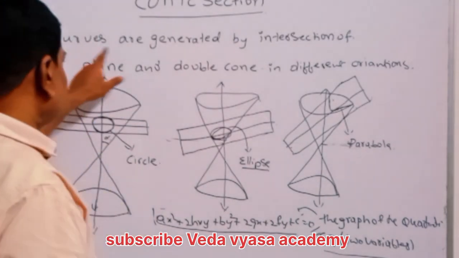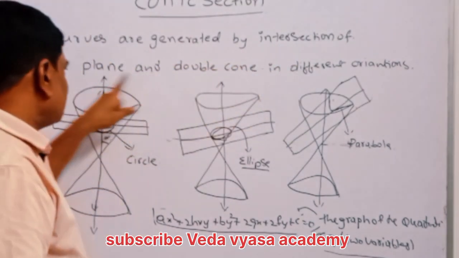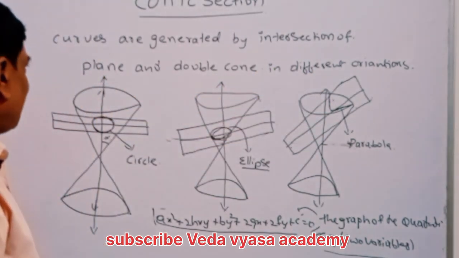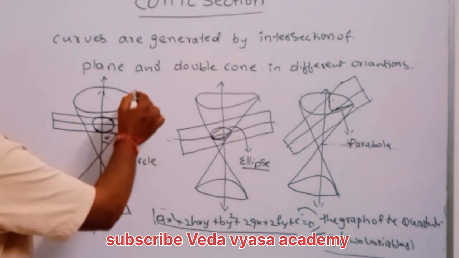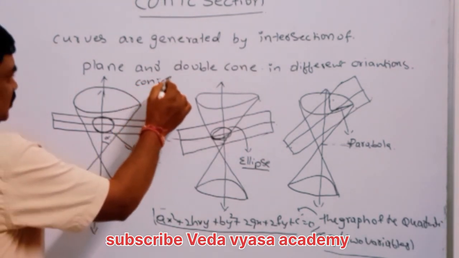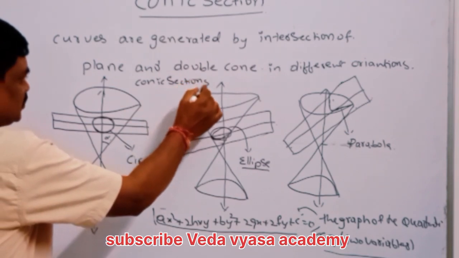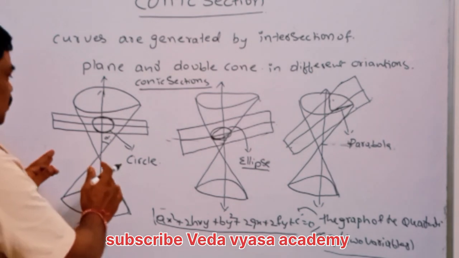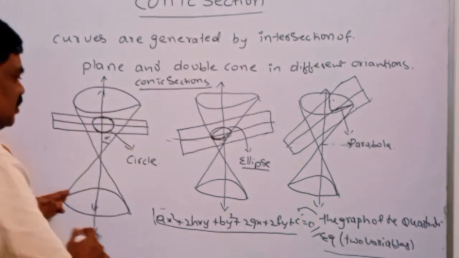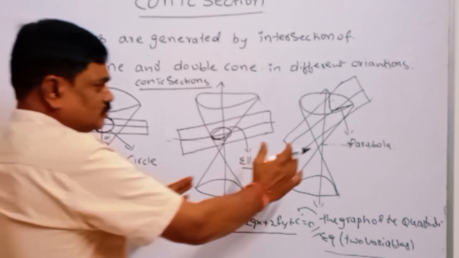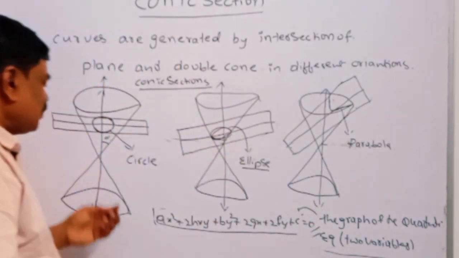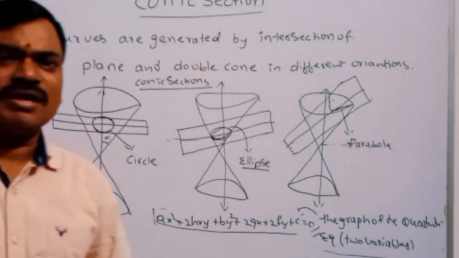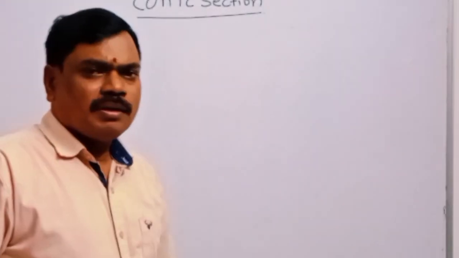Okay, all of you. Curves are generated by intersection of a plane and a double cone in different orientations, forming conic sections. So, like this, this is the double cone. This plane is cut like this, this plane is cut like this, this plane is cut like this. This is a circle, ellipse, parabola. Similarly, a hyperbola is also formed like this.